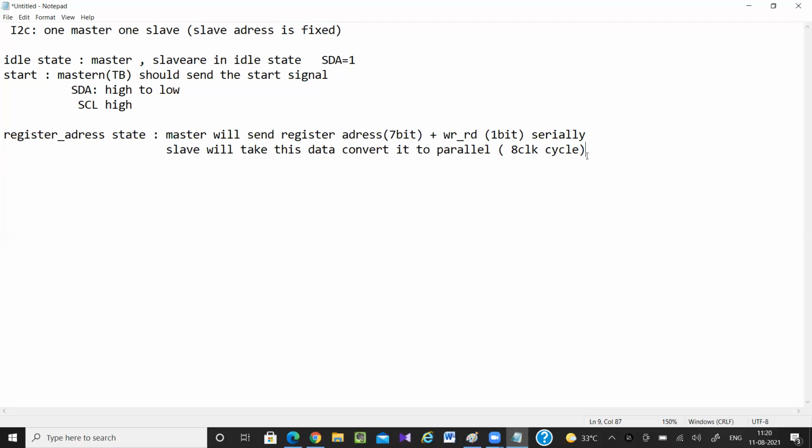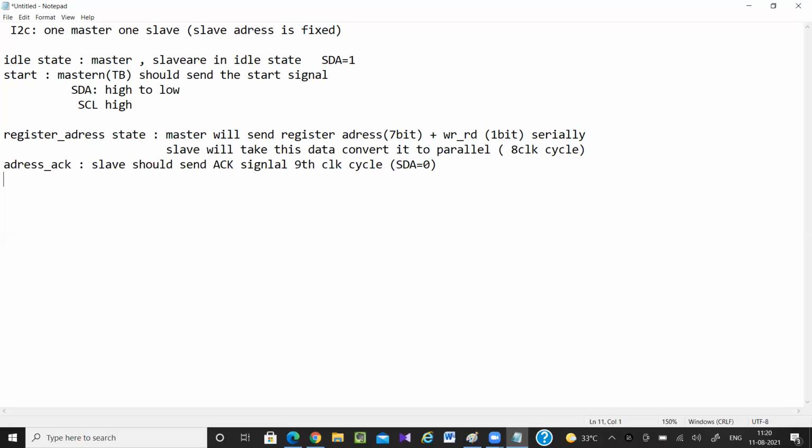Next is the address acknowledgement state. Here the slave should send the acknowledgement signal. Acknowledge means that in the 9th clock cycle, your SDA should be equal to 0. 0 means acknowledgement, 1 means NACK.